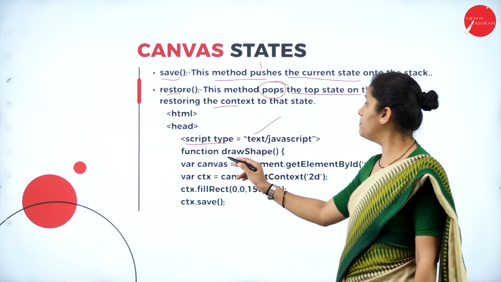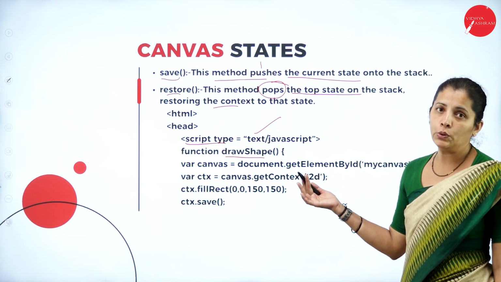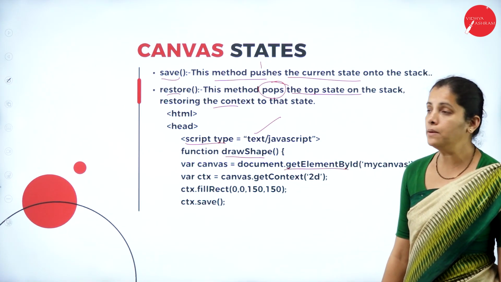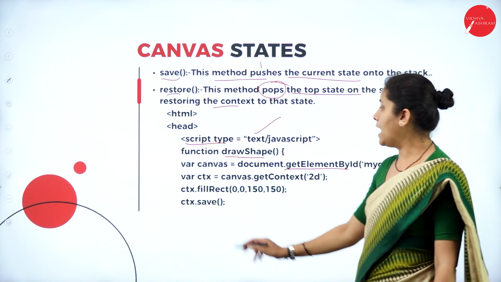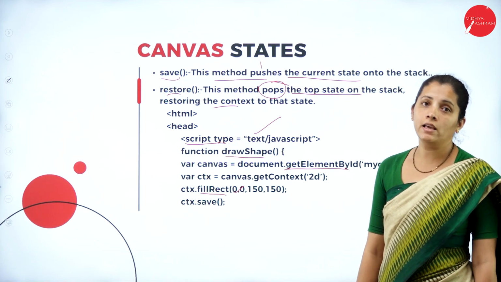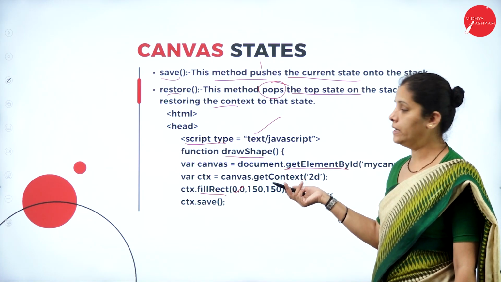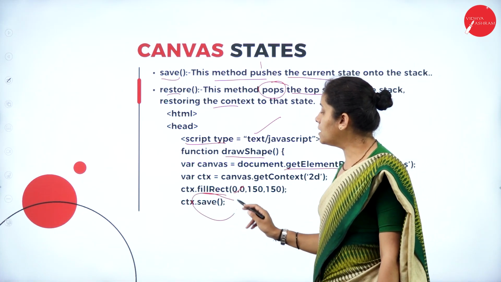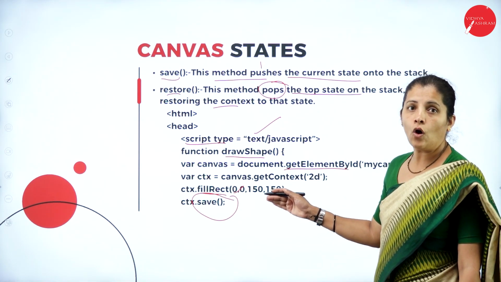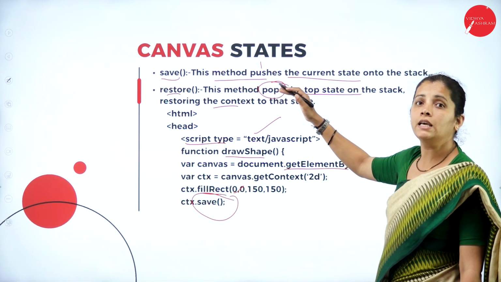Okay, I have a method called draw shape, and how I'm going to get the canvas ID, that is through the getElementById. Okay, I have a fillRect method. I'm going to specify the x, y coordinate, x1 coordinate and y1 coordinate, and I'm going to call the method save. So the current state of the canvas is pushed to the stack.